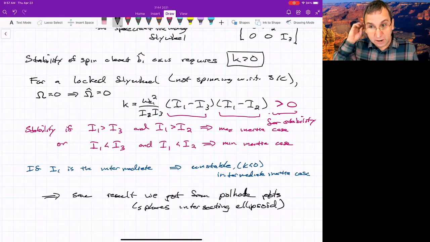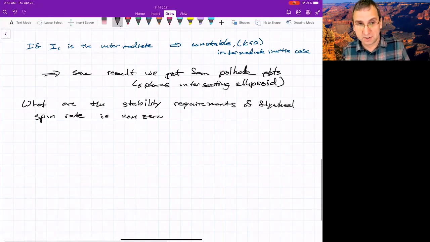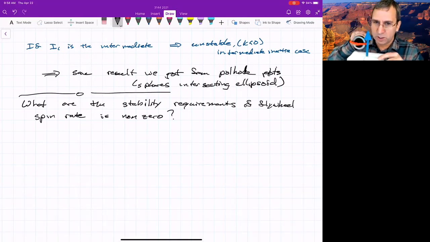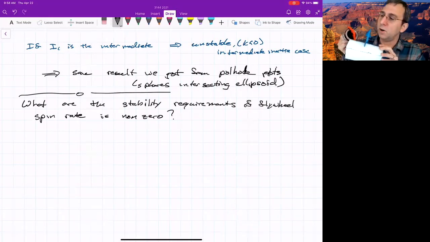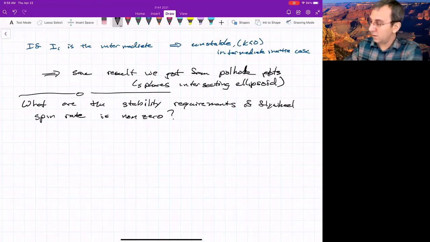Okay. So now let's look at the stability requirement if the flywheel spin rate is non-zero. So now not the free rigid body, but we don't have our flywheel locked. The flywheel is spinning at some speed. We want to know, what does that speed have to be to stabilize, depending on different cases.